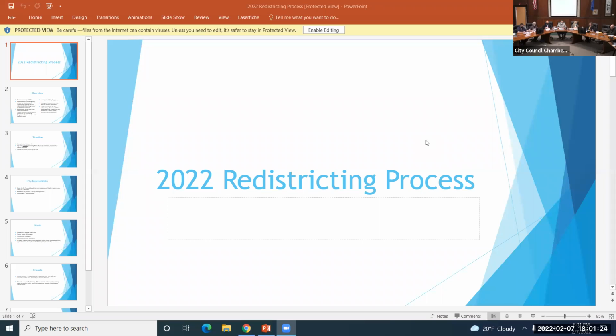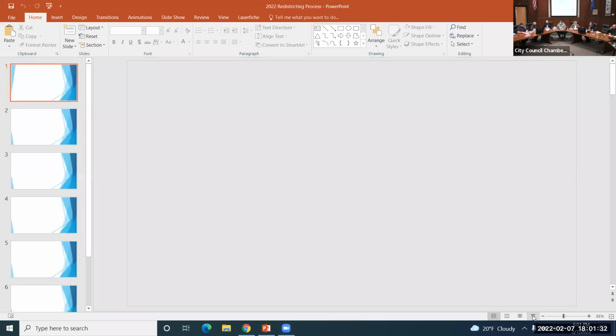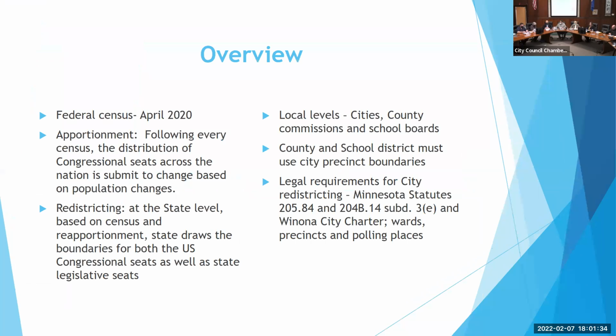So as everyone knows, every 10 years, there's a federal census. So go to the next screen. And in April of 2020 was the beginning of that federal census. And of course, March of 2020 was beginning of COVID. So there are some factors we think that affected our census numbers.